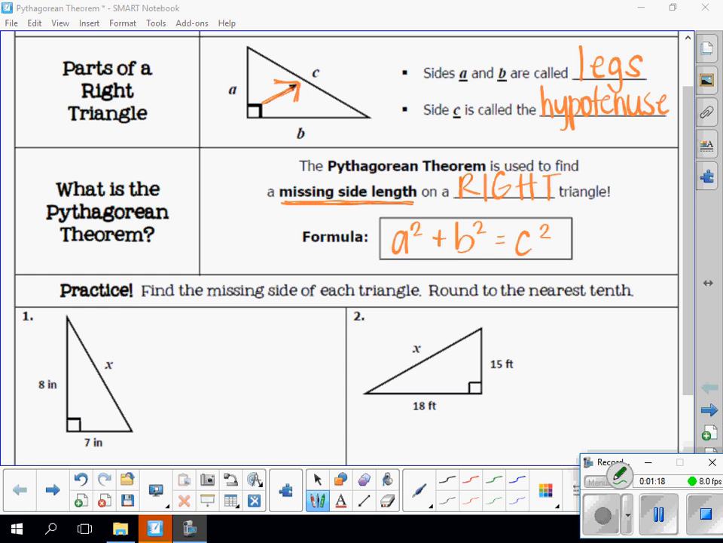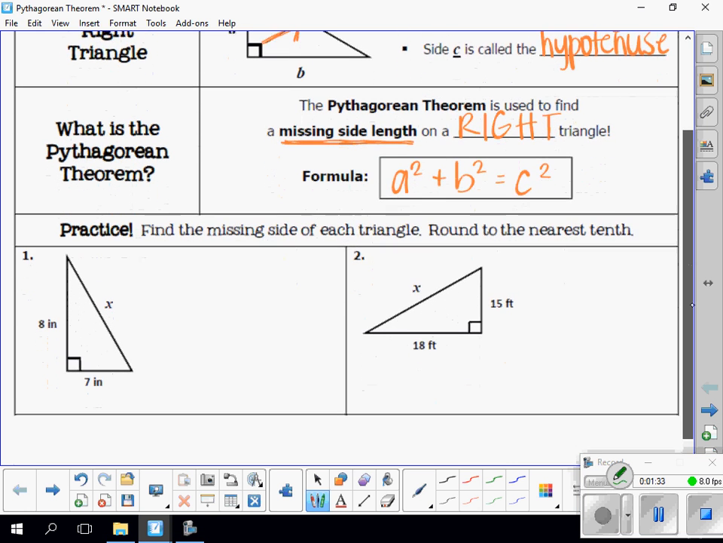Again, A and B can be different on someone else's paper. That order also can change because addition is commutative. So A and B don't have to be set in stone, but your c squared, your hypotenuse, always has to be on the equal side by itself.